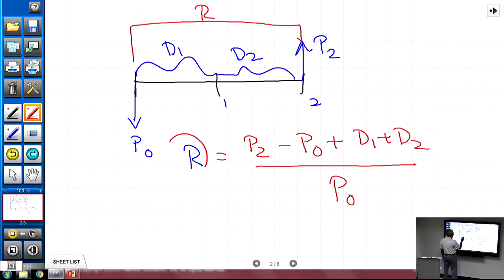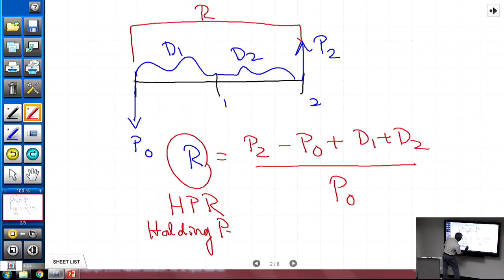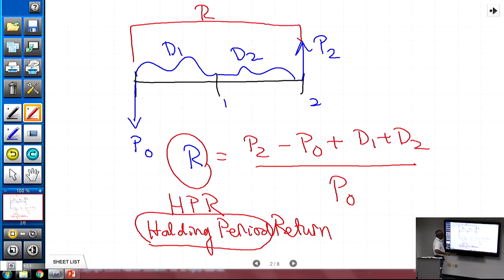And this return is also often described as the holding period return. The return that I have received, the reward that I have received from my investment over the period that I have been holding, my return.